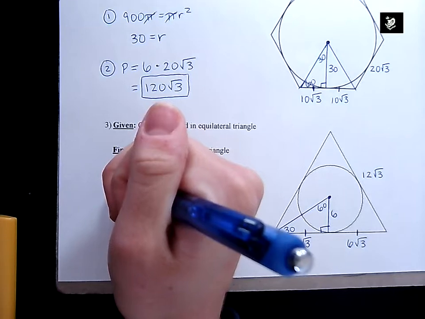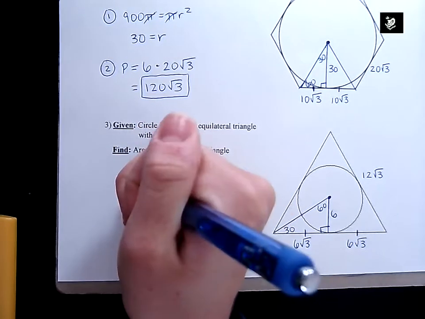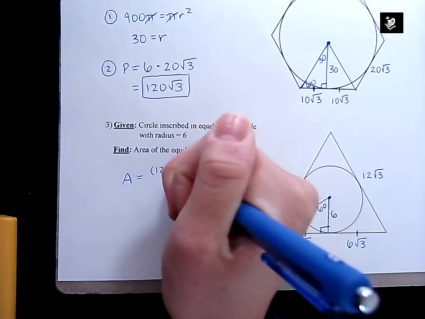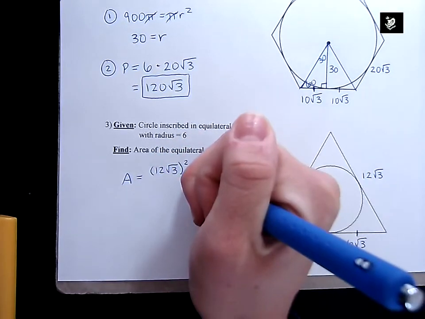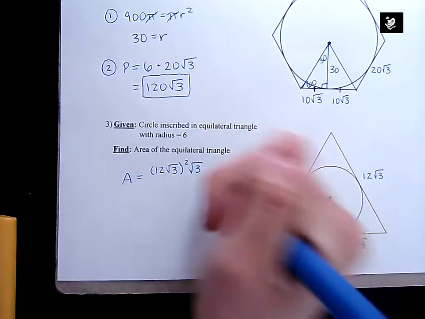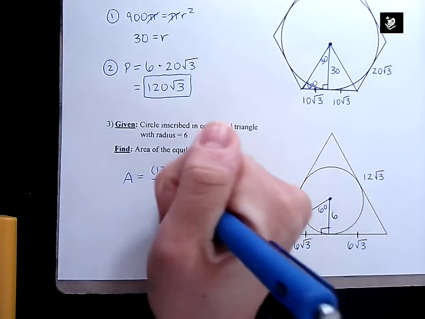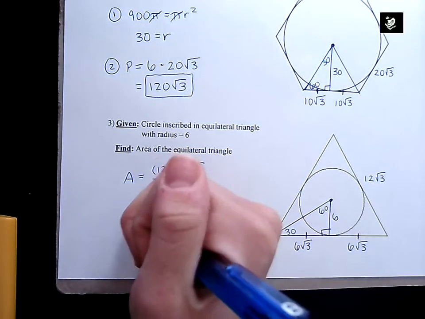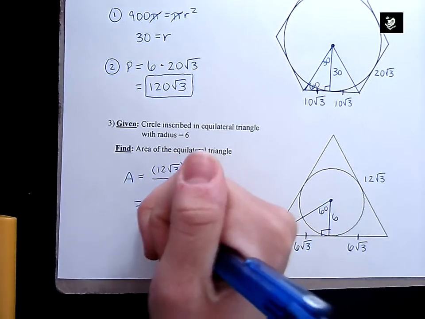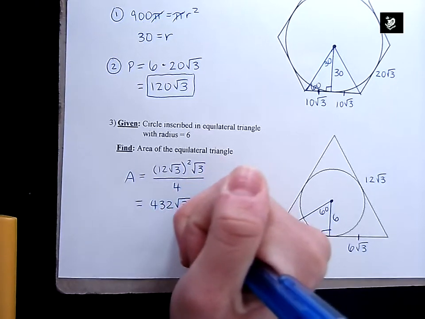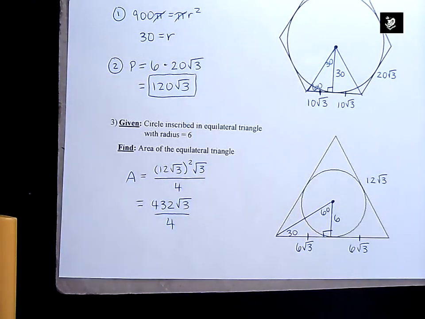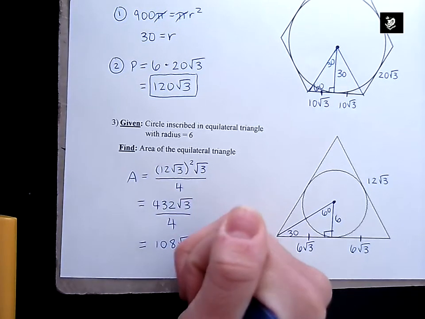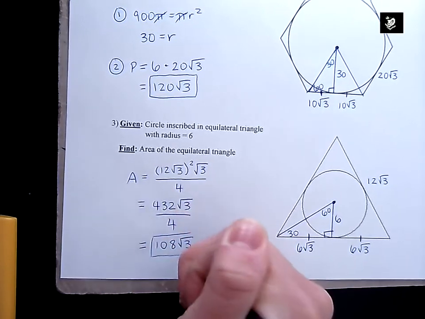So I'm going to use my equilateral triangle area formula, which is s squared, so 12 root 3 squared, times the square root of 3, so just watch out for the double square root of 3's, all over 4. So if I do the squaring part first, I'll get 432 root 3 over 4, and then divide by 4, and I will get 108 root 3 as the area.